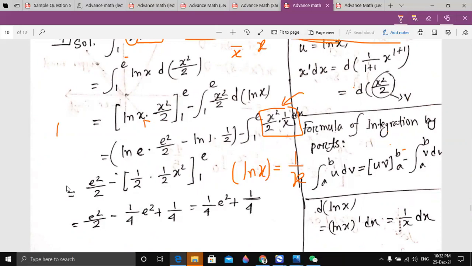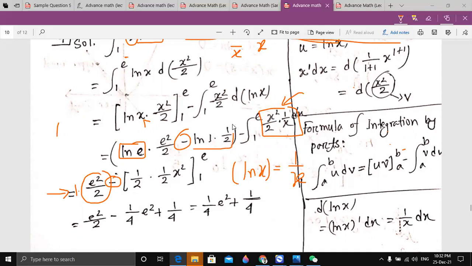Okay, let's see the next line. So what do we have? Maybe we can find some solution. So ln e into e squared by 2. So it makes e squared by 2. But how about ln e? ln e is equal to 1. So 1 into e squared by 2. And minus. Here is minus.